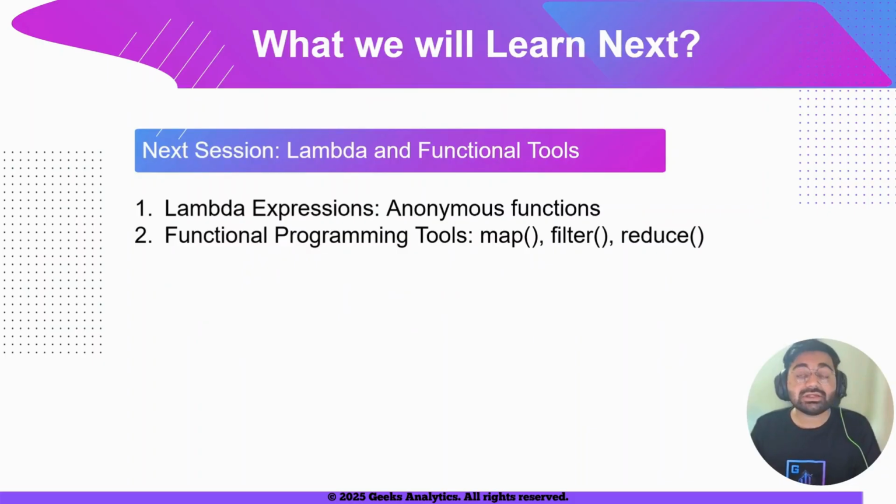In the next session, we'll explore Python's functional programming features like lambda functions, which are also called anonymous functions, and the functools like map, filter, and reduce to process data inside our various data structures more efficiently.